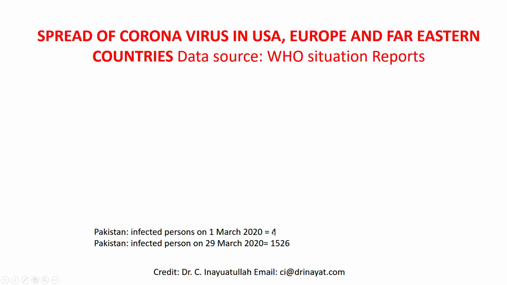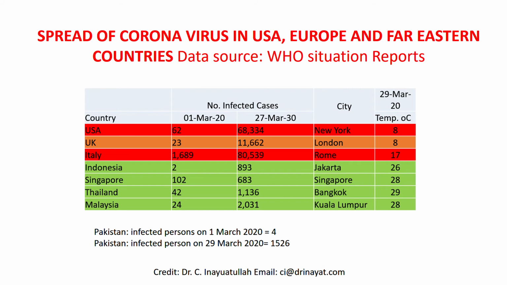Now, I will show you some of the numbers of coronavirus infection in different countries during different times. This column indicates the countries. These are the number of infected cases on 1st of March, and this is the number of infected cases on 27th of March. These are the cities, and this is their temperature on 29th of March. This data is based on WHO situation reports.